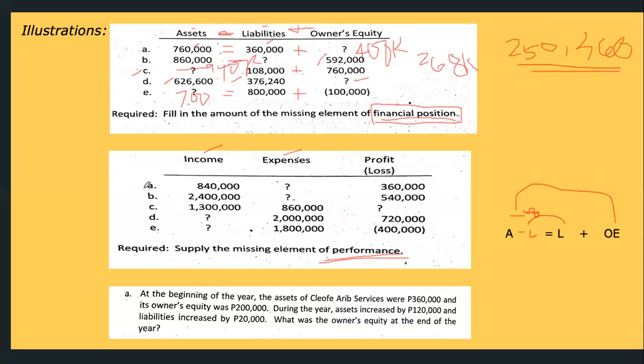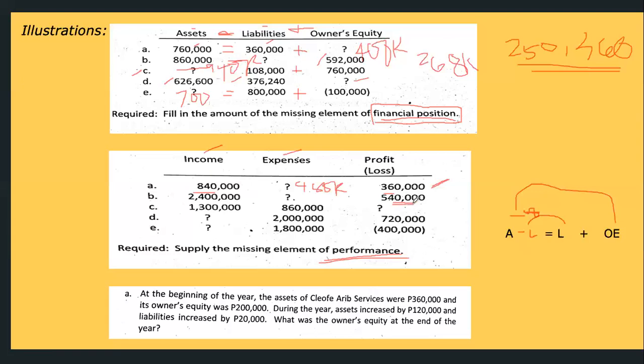So, letter A, you have 840, the expenses are missing, but there is a profit, positive 360. Therefore, your income is greater than your expenses because it has a profit. So how much are the expenses? We just deduct, 840 minus 360. You have total expenses of 480,000. That's 480. Okay, 480,000. Letter B, you have 2,400,000 income, the expenses are missing, but you have a profit because there are no parentheses. So you have a profit of 540.